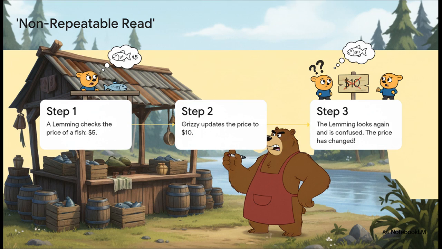Then we've got this one, the non-repeatable read. A lemming is browsing and sees a fish for $5. While they're thinking about it, I'm in the back-end system and I update the price to $10. The lemming looks again a second later and, wait, what? The price just changed? The data they read the first time couldn't be repeated, which causes all sorts of confusion and can really mess up things like financial reports.